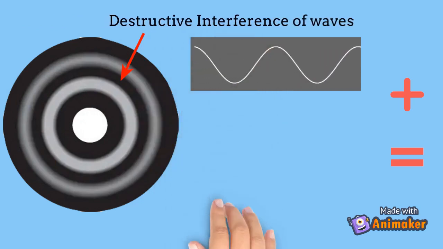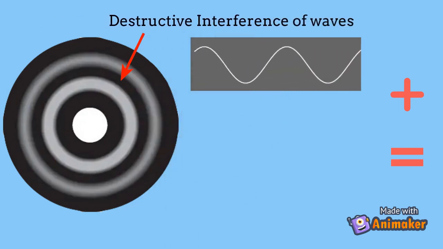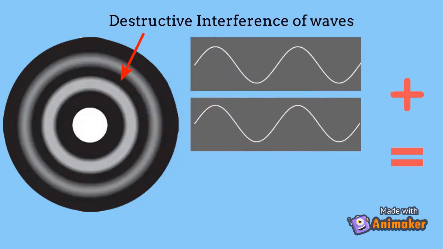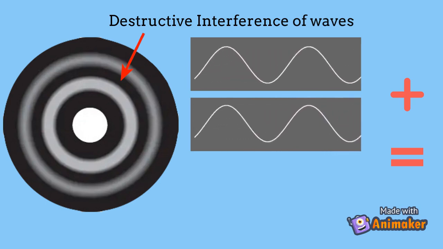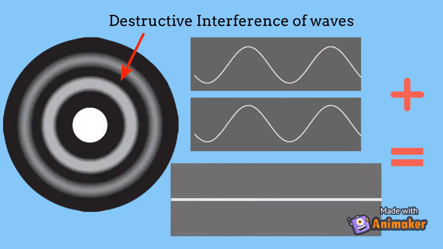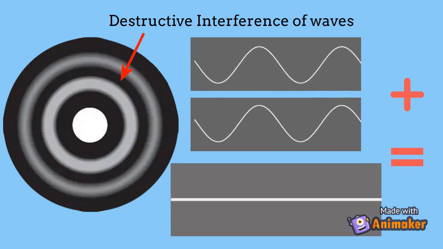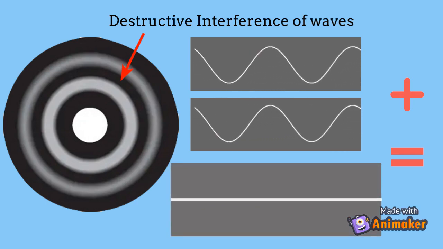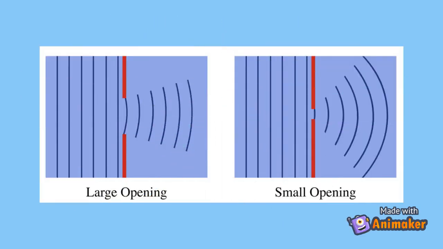Now, when we see a shadow between two bright circles, the opposite happens. This is called destructive interference. That is when the peak and the trough of two waves don't match, and the wave will become flat and will completely disappear. And that's why we see a shadow, or there's no light at all. Scientists discovered that smaller holes will create bigger circles, and bigger holes will create smaller circles. So basically, they're opposite to each other.